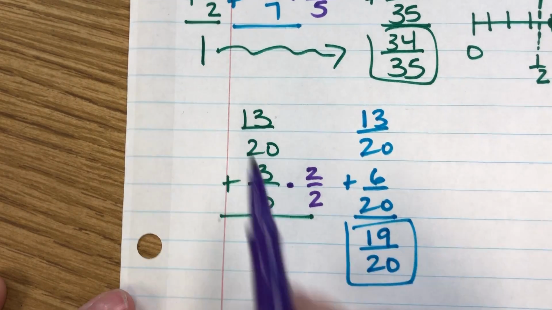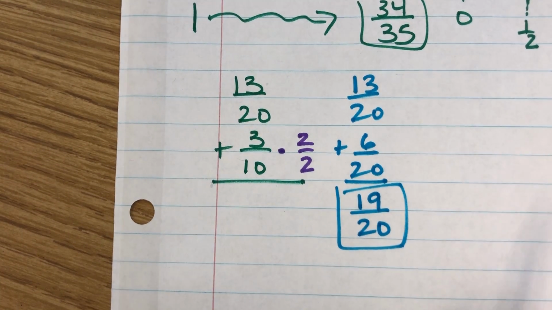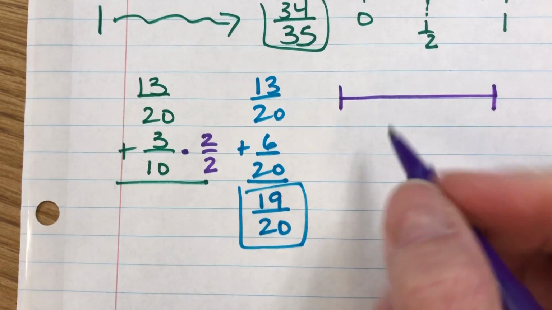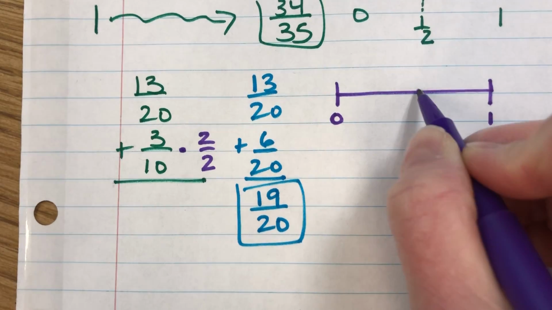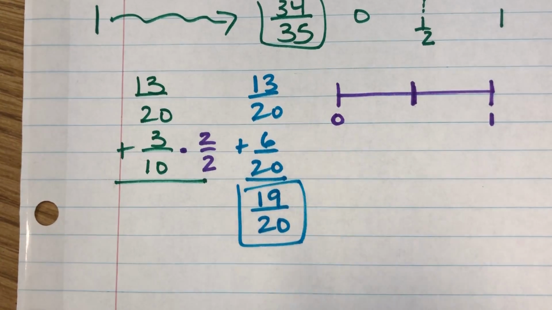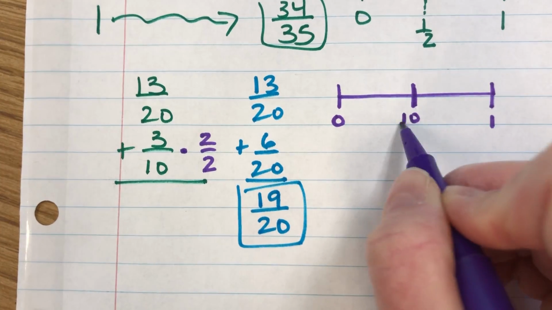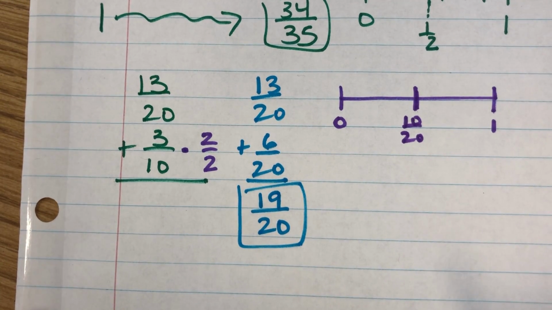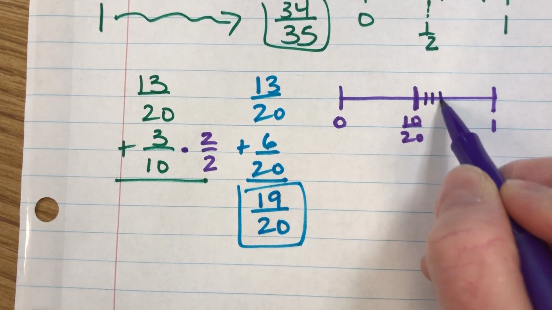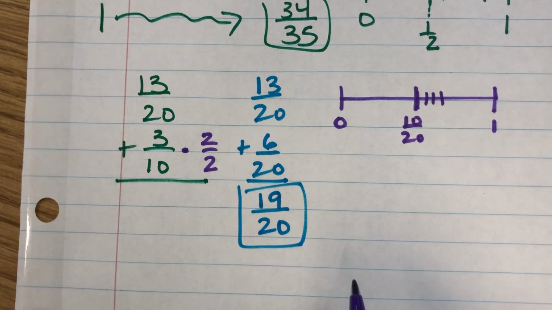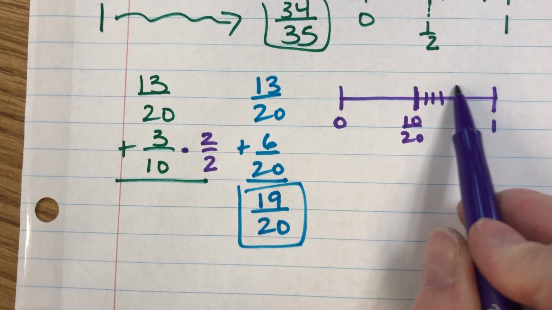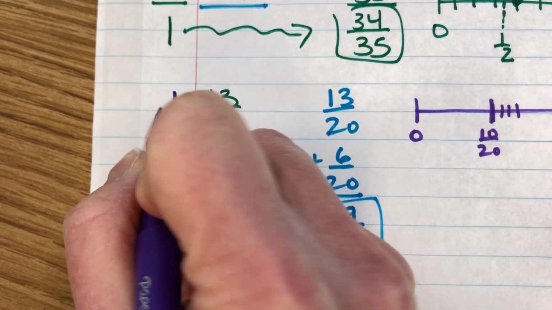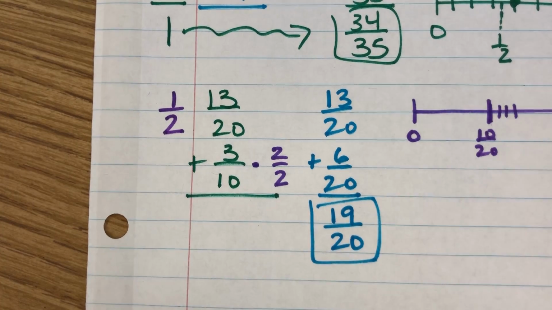Okay, we have 13/20, and I want to know, is this closer to 0, 1/2, or 1? So I'm going to draw this out, 0 and 1. Now my halfway mark, if I have 20ths, would be 10/20. So I want you to picture where 13 would be on here. Wouldn't 13 be 3 away from the halfway mark, but 7 away from the whole? Yeah, so 13/20 is closer to 1/2.